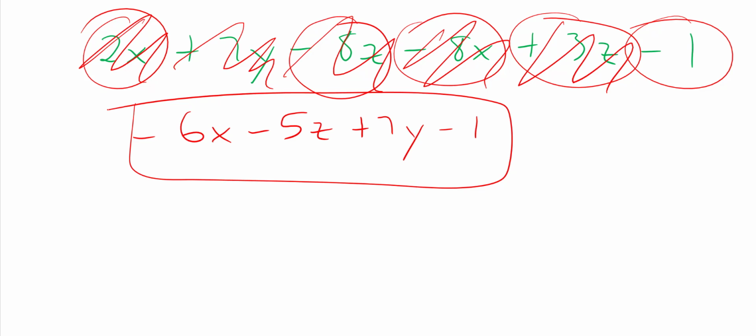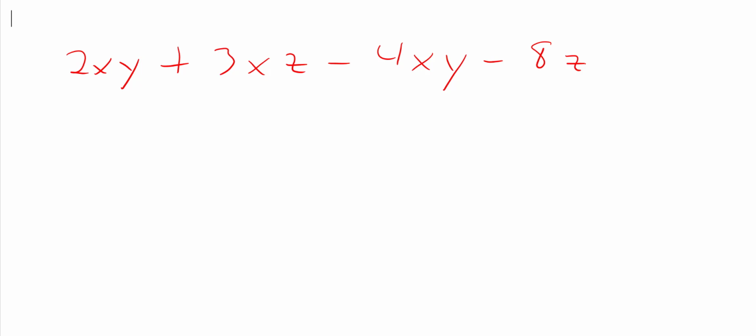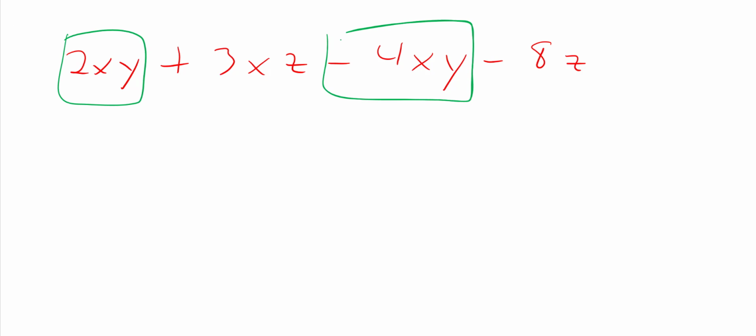Okay? So same thing if I had, let's do one more here: 2xy plus 3xz minus 4xy minus 8z. Again, look to see what's exactly the same. That's what you can combine together. So here I can combine this guy and this guy because they both have x's and y's. And 2xy, so basically it's 2 minus 4, which is negative 2xy.